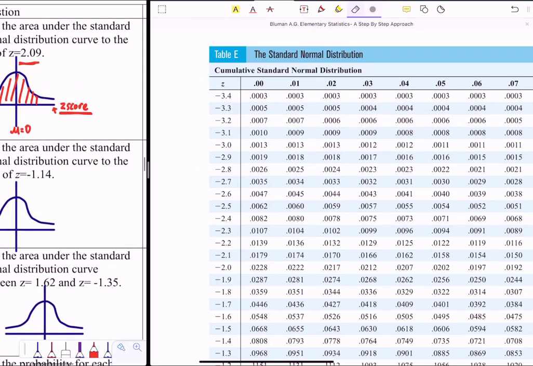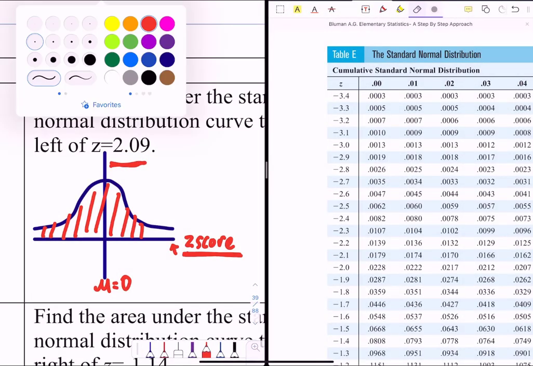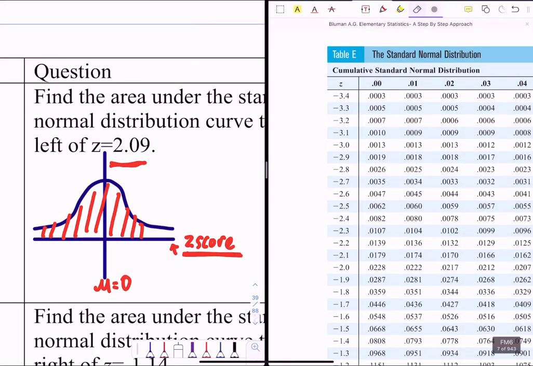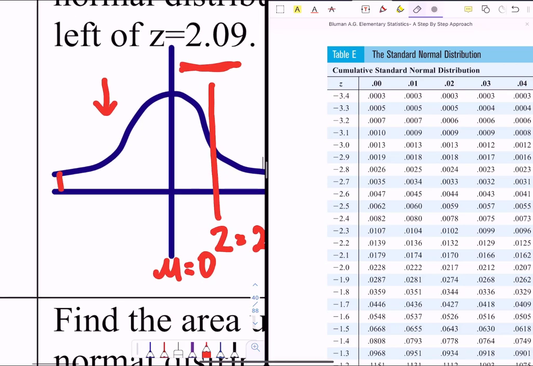Okay, for this one I need to find the area to the left. The z is 2.09. Then they have an area for the negative z and the positive z. Of course, this part is the positive one. That part is the negative one. Then we write z-score 2.09, and the area is to the left.